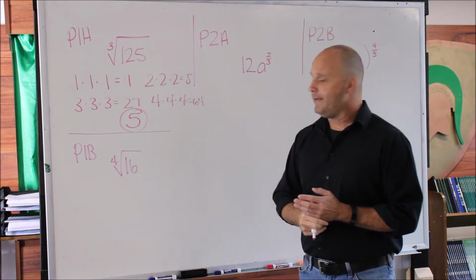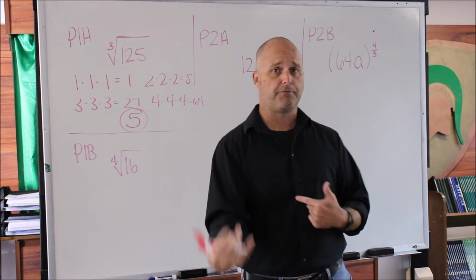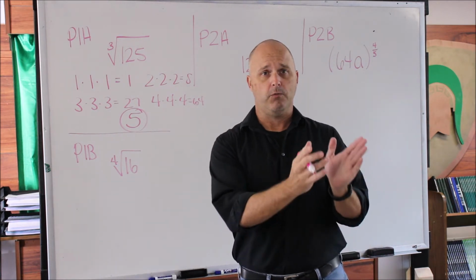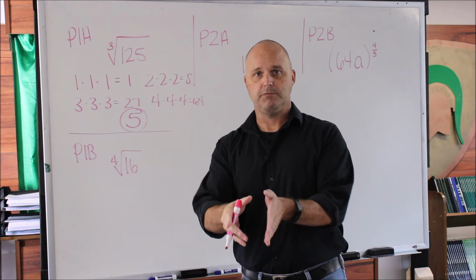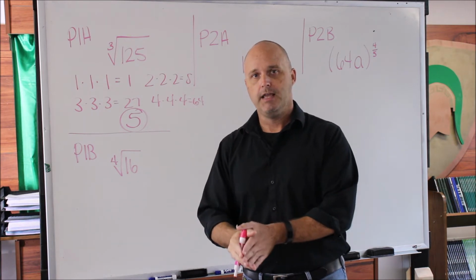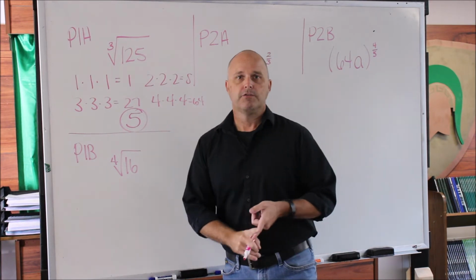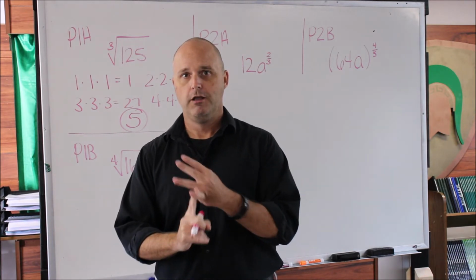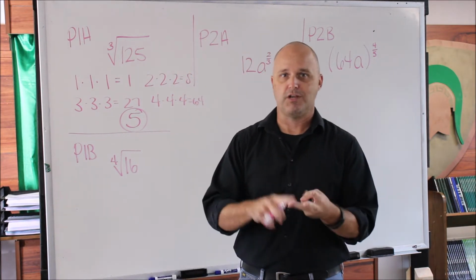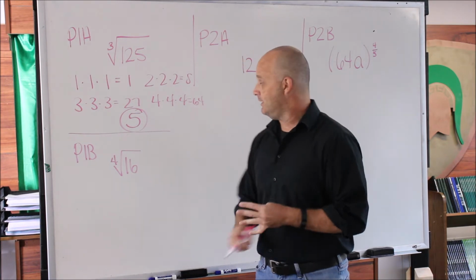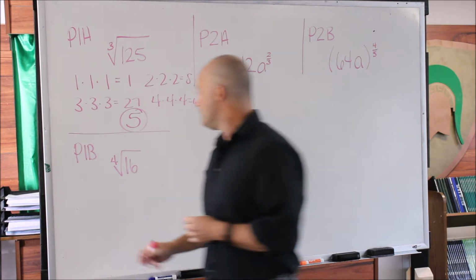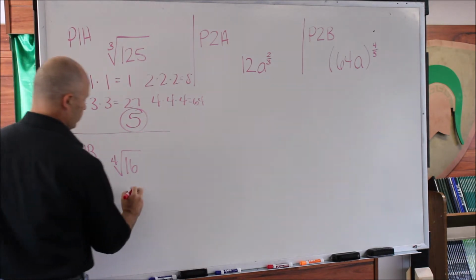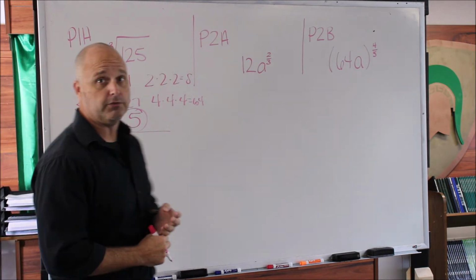Now in problem 1b, we're looking to take it one step further. We need a number that when you multiply it times itself, times itself, times itself again, that gives you the radicand. So if we look at this, we do 1 times 1 times 1 times 1, we get 1. We do 2 times 2 times 2 times 2, and that's going to be 16, and that's what we're looking for here. So the solution to the fourth root of 16 is going to be 2.